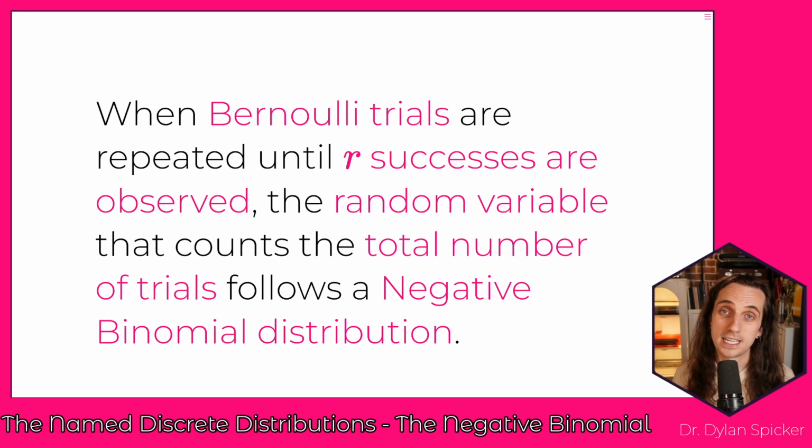Once we've identified that something is a negative binomial distribution, we know its PMF, we know its expected value, we know its variance, and calculations become a lot easier at that point.